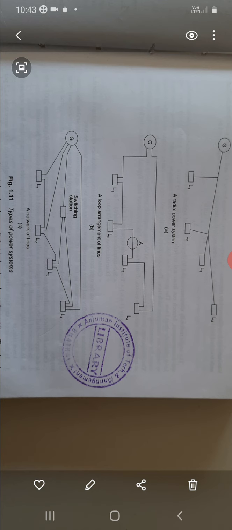Now the network of a line: in the third one, at least 2 to 3 power generation stations are connected to the loads. Loads 1, 2, 3, 4 can take supply from any of the generators, either generator 1, generator 2, or generator 3. If any problem occurs in any generator, that generator can be isolated for maintenance, and the supply can be given by the other generators.